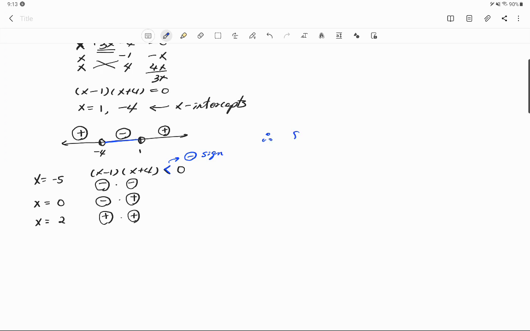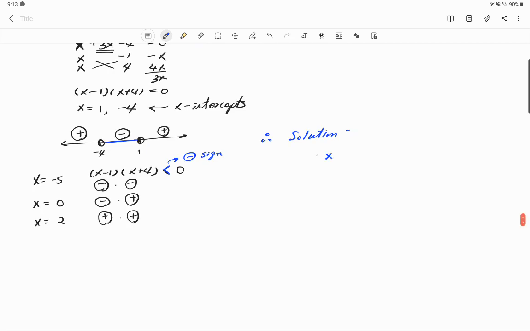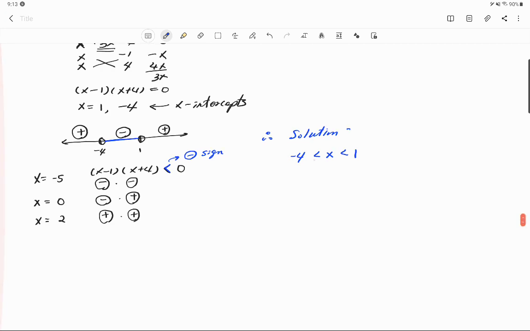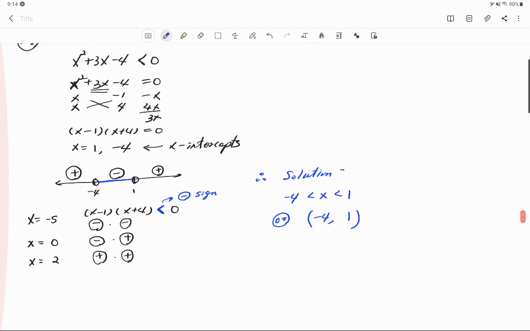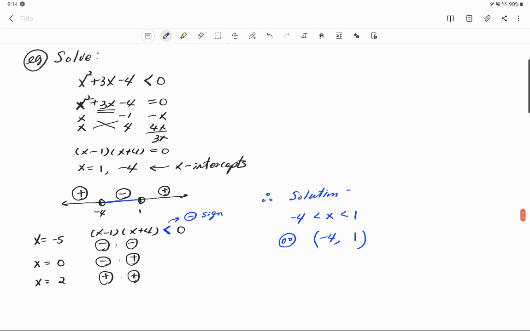Therefore, the solution set is what? The solution is x is greater than -4 and less than 1. Do we need to put an equal sign? No, because the x-intercepts are not included. Or you can write it in interval notation as -4 to 1. And these endpoints are not included, so we'll use what? Parentheses. Okay, can you see how we did it?